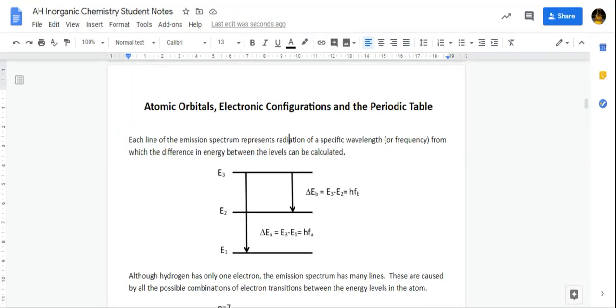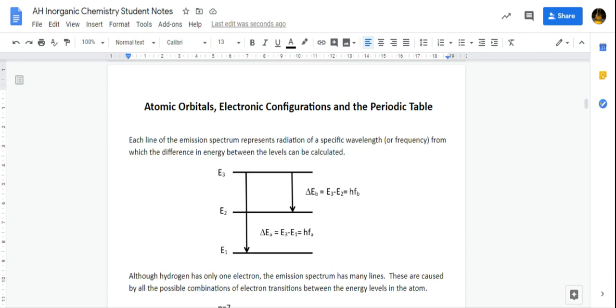Hello, so this video will cover atomic orbitals and also quantum numbers. So we met last time when we looked at atomic absorption and atomic emission spectra, that an emission spectrum gives you a series of lines, and these lines correspond to energy differences between the levels within an atom. When an electron falls back down, it emits the radiation.